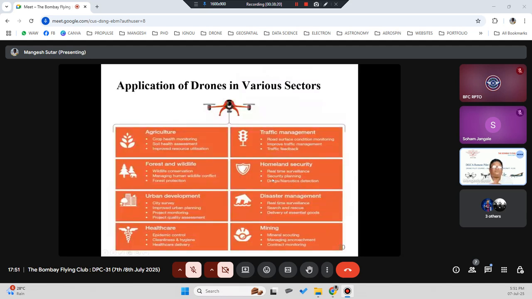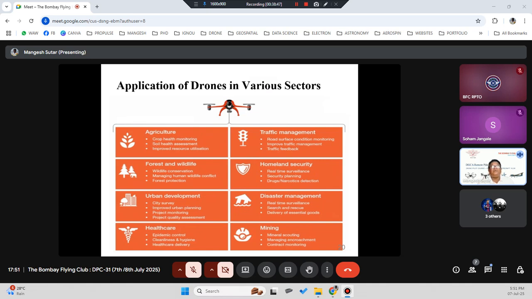Okay, so we are just at the couple of slides left now, and we have 10 minutes left also. So what are the applications of drones in various sectors? As we said in the morning, it can be used in agriculture, forest and wildlife monitoring, urban development, healthcare, traffic management, homeland security, disaster management, mining. So these are some of the primary areas where drones have been extensively used currently.